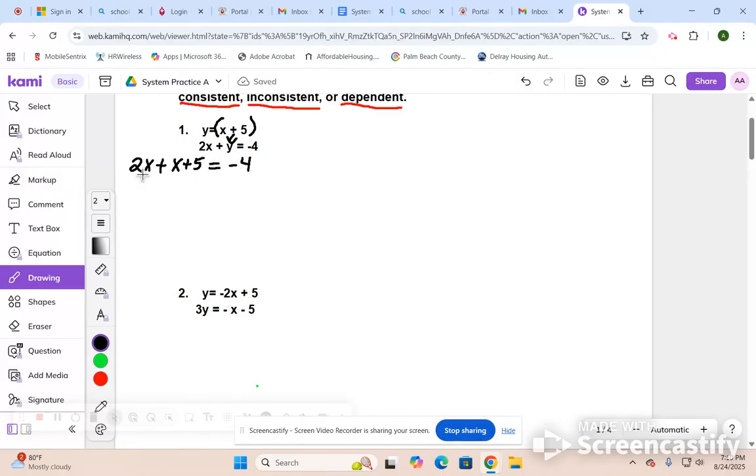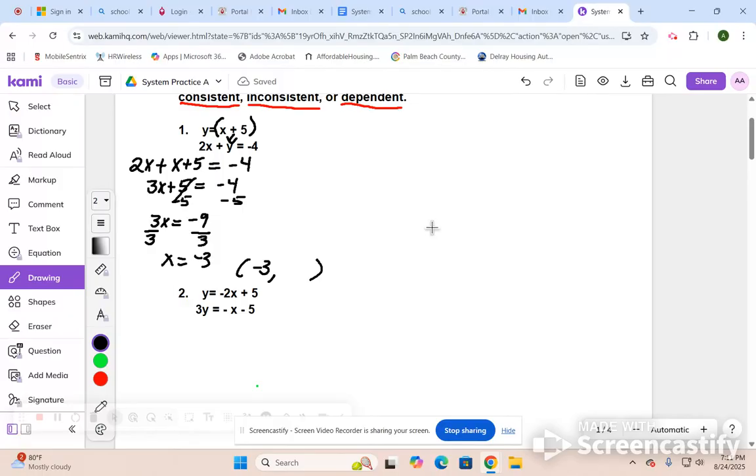Continue copying the equation and then solve it for x. 2x plus 1x, that's 3x plus 5 equals negative 4. Subtract 5 from both sides. You'll have 3x equals negative 9. Divide by 3. X is negative 3. So that means the x value for the solution for the system is negative 3.